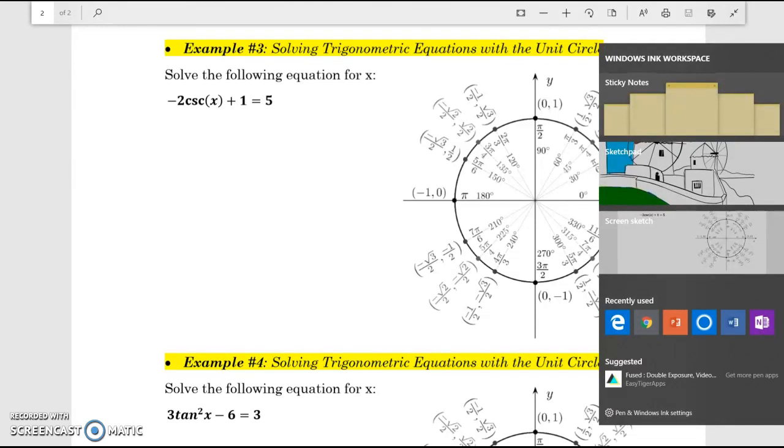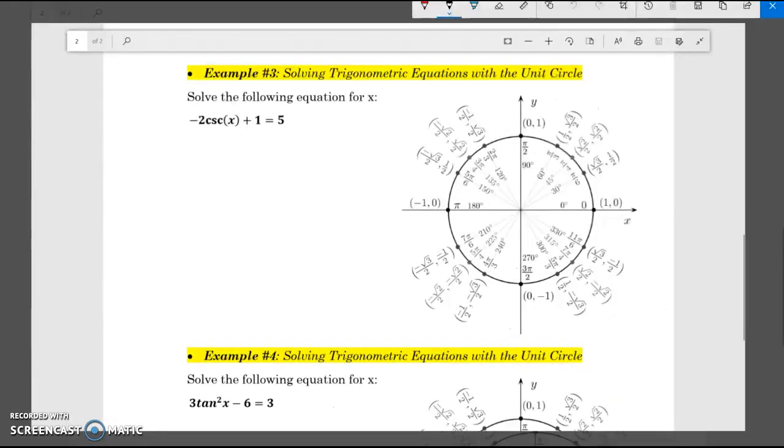So let's go ahead and start off with example number 3, where we're solving the expression -2 times the cosecant of x plus 1 is equal to 5. So just like before, our approach needs to be to isolate the trig function to then get the value by itself. And once more, we're working with the restrictions of our angle value of x or theta being on the unit circle, so between 0 to 2 pi.